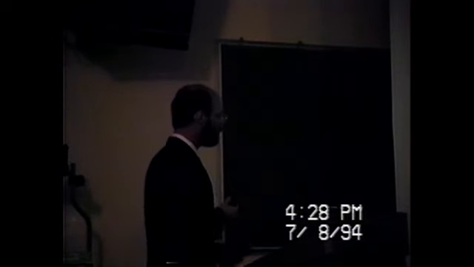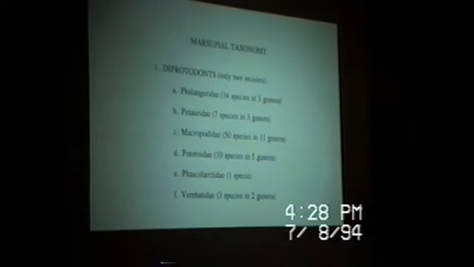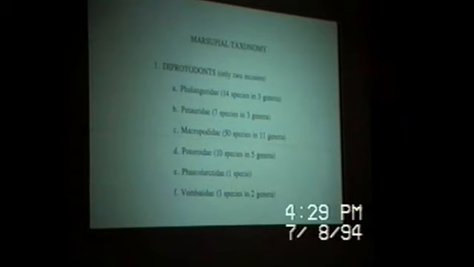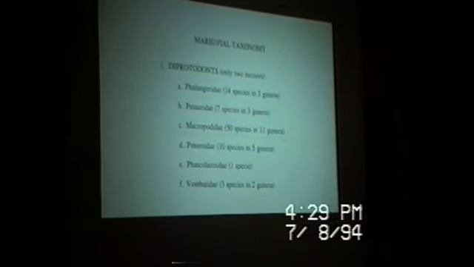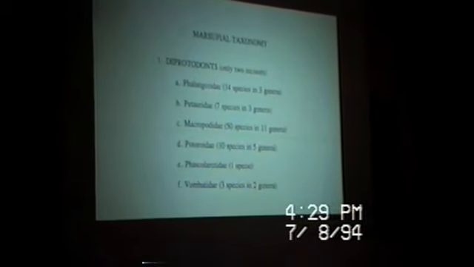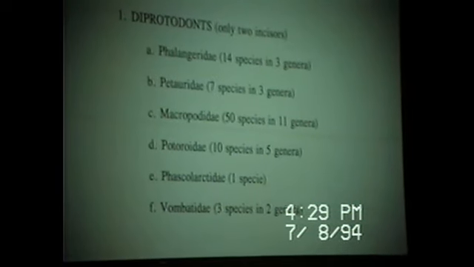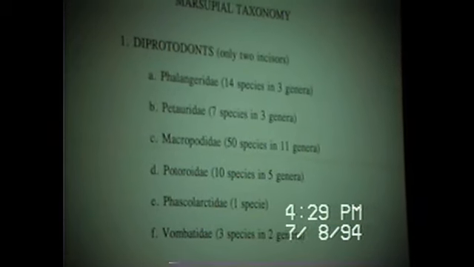First thing I'd like to do is go over just a little bit of taxonomy. Since marsupials comprise a pretty large and diverse group, it's kind of hard to keep them all straight if you don't understand at least a little bit of taxonomy. Fortunately, it's pretty easy. The major division is based on dentition, and so the first group I'll discuss is the Diprotodons. They have 2 incisors in the mandible. They're basically all herbivorous animals.